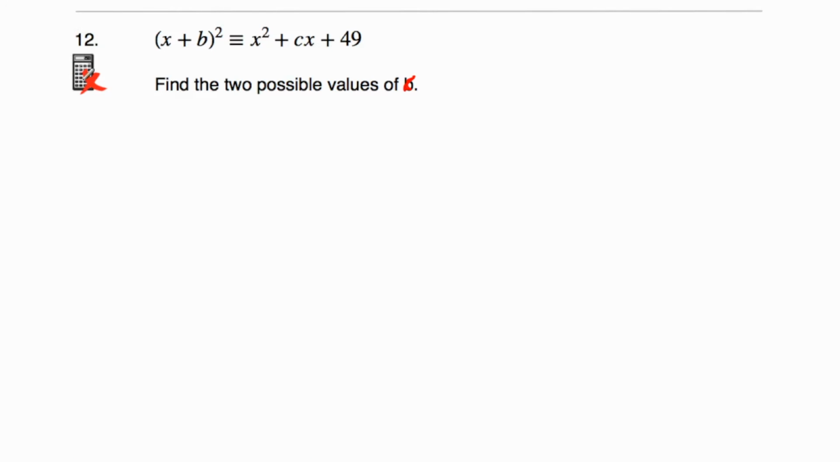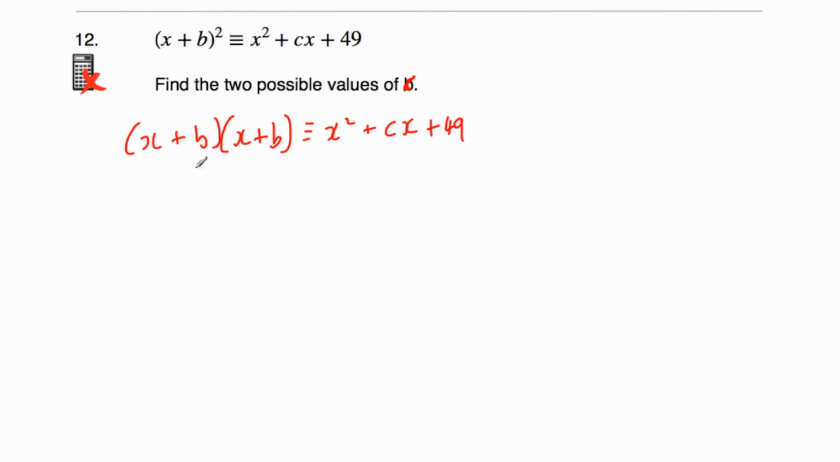Okay, let's have a look at our next question, question number 12. So question number 12, we've got (x plus b) squared is equivalent to x squared plus cx plus 49. And we've been asked to find the two possible values for c. So let's expand our left hand side here. We've got (x plus b) squared. That means (x plus b) times itself. So that's (x plus b), and then in brackets (x plus b). And then we've still got on our right hand side x squared plus cx plus 49.